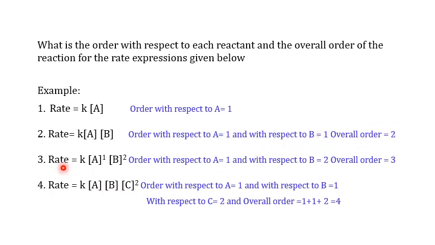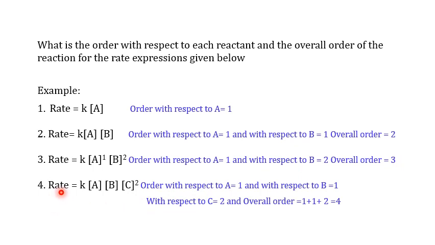Third example, rate equal K, concentration A to the power 1, concentration B to the power 2. So we can say order with respect to A is 1 and with respect to B equal 2. So 2 plus 1 will give us the overall order, which is 3.